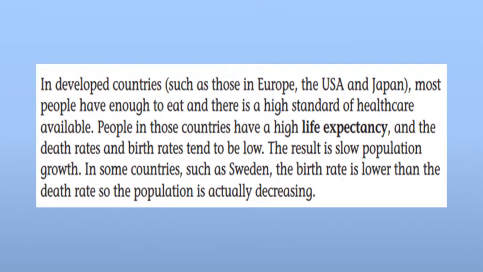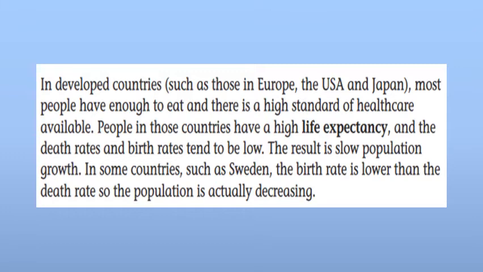As we discussed in the previous slide, in developed countries like Europe, America, Japan, most people have enough food and they have a better quality healthcare system and better quality food to eat. So they live longer, they have higher life expectancy, they don't die very early, they have higher age levels in their country. Average age level is more than 80 years in countries like America and Japan.